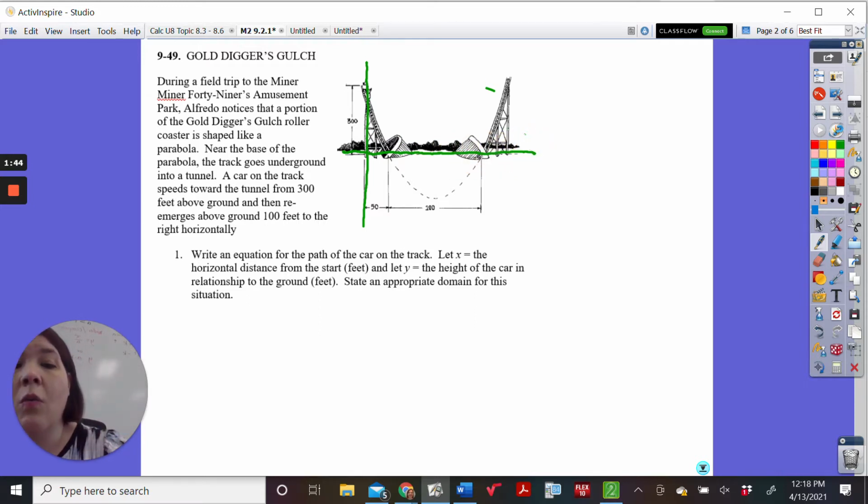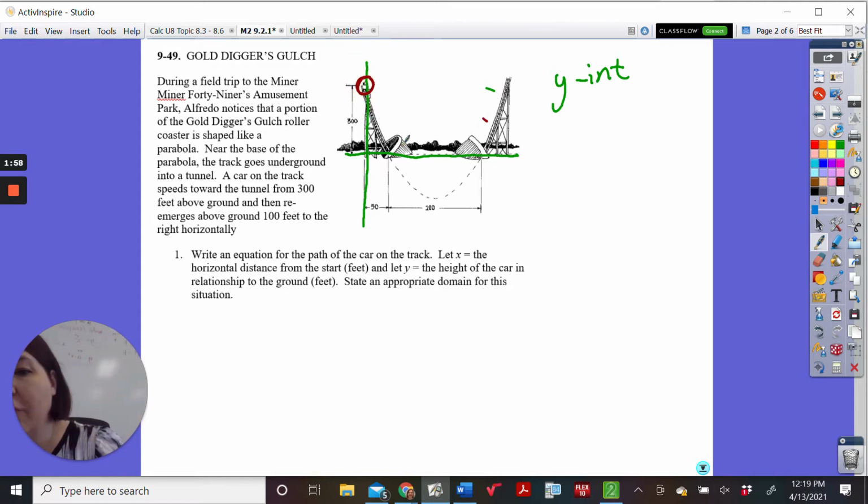So what's the y-intercept? Actually, let's start higher. The y-intercept is the point where we start, where he notices the parabola starts. 300 feet above the ground. So my y-intercept is (0, 300).